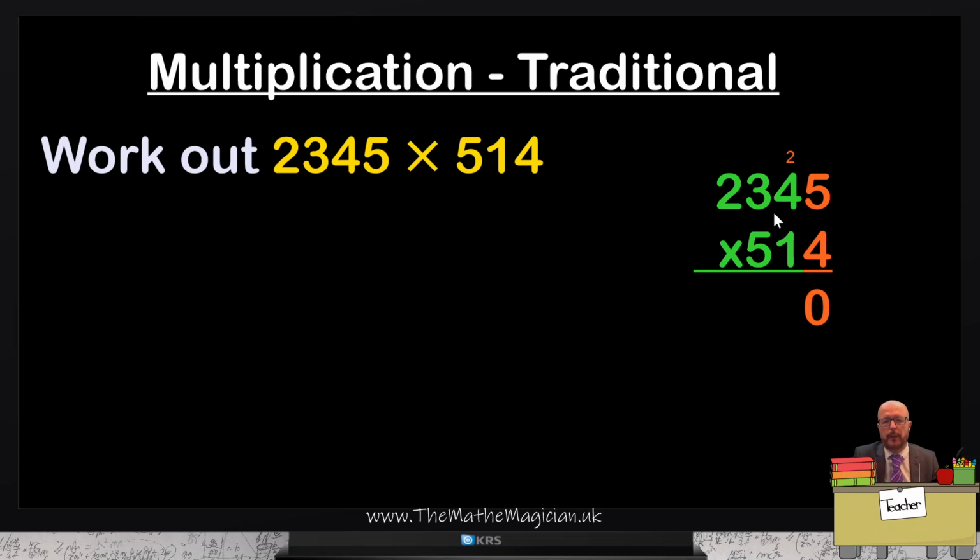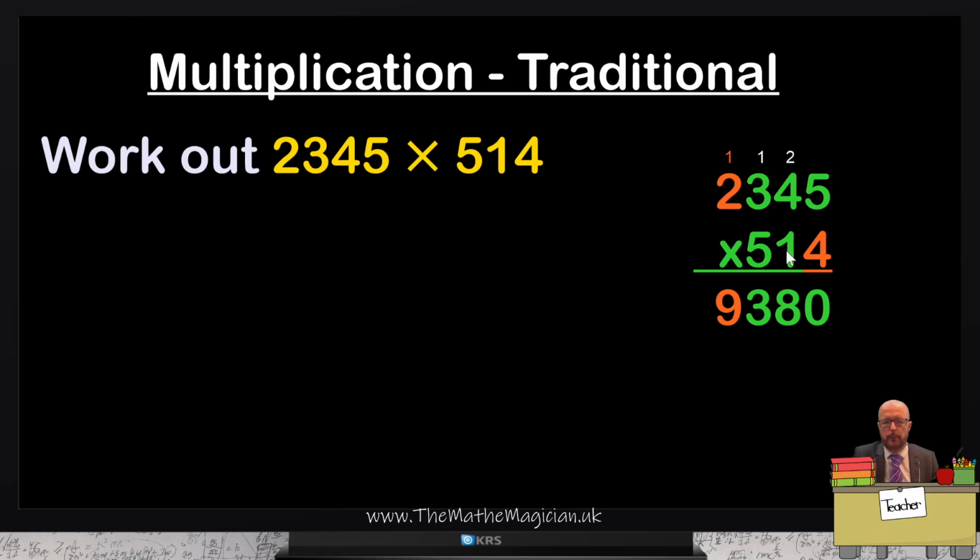Then we do 4 times 4, working our way across the top line. 4 times 4 is 16, but we have to add on the 2. So that's 16, 17, 18. Carry the 1, write the 8 down. Then we're going to do 4 times 3 is 12. Add on the 1 is 13. 3 down, carry the 1. Then we're going to do 4 times 2. 4 times 2 is 8, and the extra 1 that we carried makes 9.